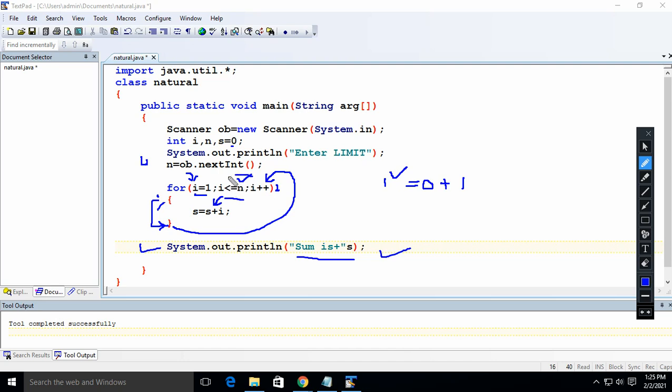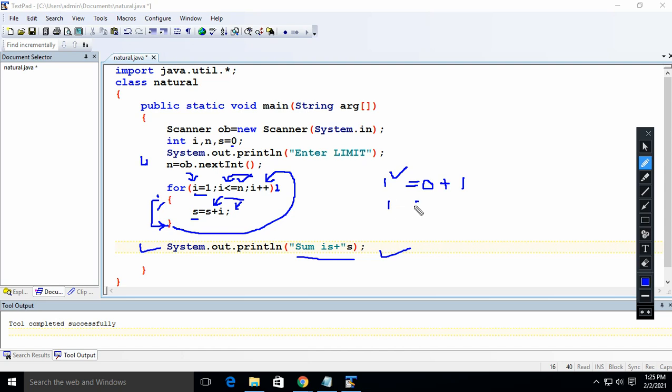So now again you are coming on this part. 2 is less than or equal to 4. Yes or no? So again the condition becomes true, so we are coming inside. So what was the last value of s? That is 1. So what is happening?